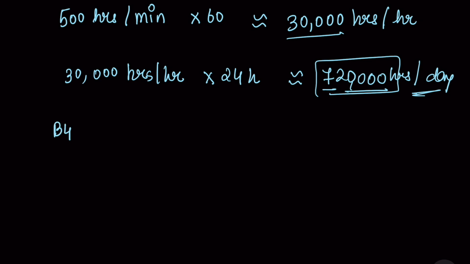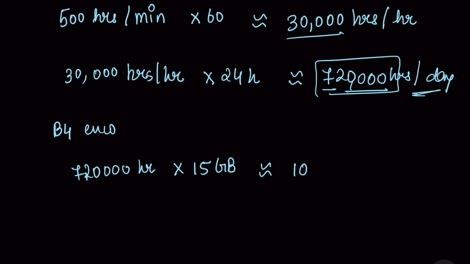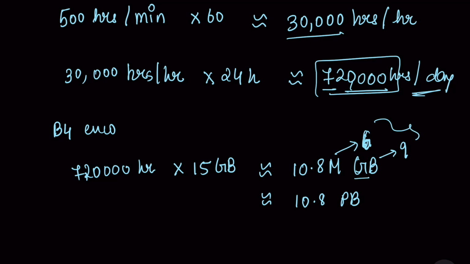Okay, so before encoding, let's say 720,000 hours multiplied by 15 GB. We are doing it before the encoding. This will approximate to 10.8 million GB, and if we convert it, this will approximate to 10.8 petabyte. For million we have 6 zeros, and for GB we have 9 zeros. So when we add them, we get into the petabyte, which is 10.8 petabyte, before encoding.